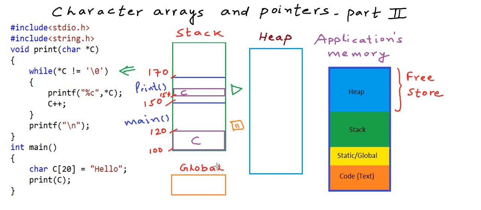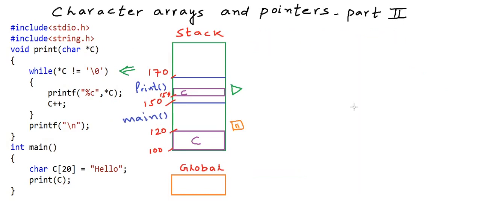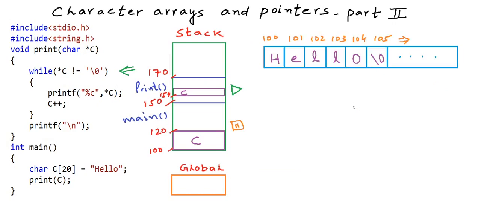Okay, to run through this code further, I'll clear some space here now. I'll draw this array C outside the stack here. We have an array of size 20, but we are only showing the first 6 positions in the array, from address 100 to 105, and that's why it is extending towards the right.